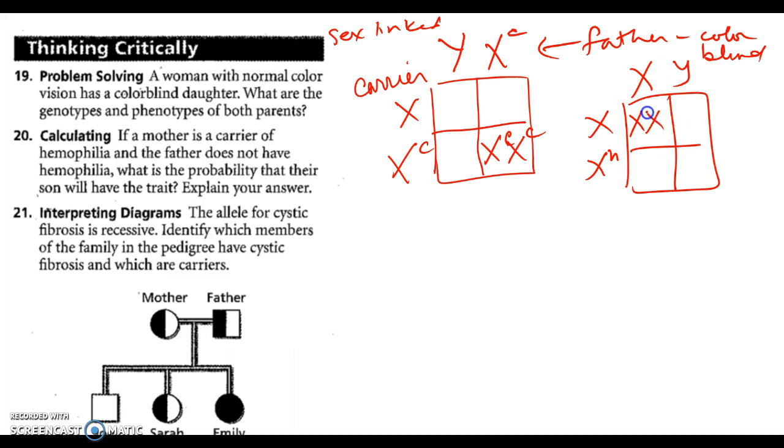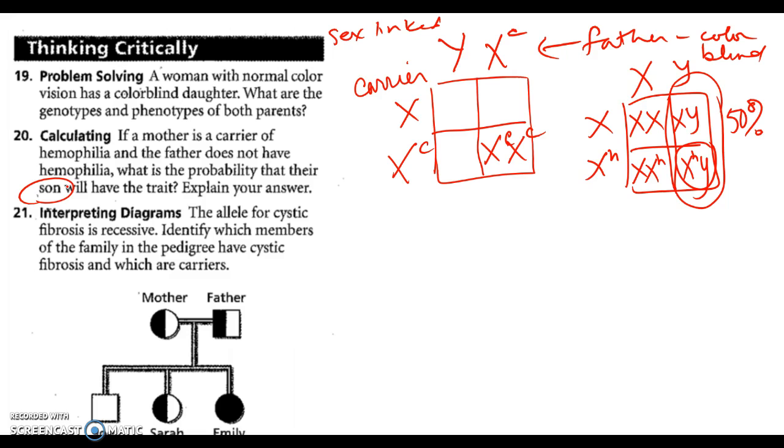All right, well, let's do XY, XX, XY, X, XHY. Well, of the sons, 50% chance that the son will have it. And again, I'm looking only at the sons because that's what the question asked.